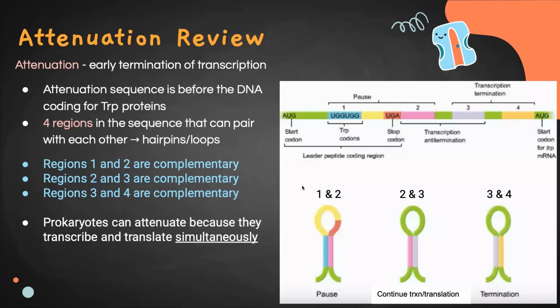And this only happens in prokaryotes, I want to emphasize. Eukaryotes don't do this. The only reason that prokaryotes can attenuate is because they transcribe and translate at the same time. So as the RNA polymerase is transcribing this mRNA, the ribosome can come in behind it and latch on to the strand that is coming out of the polymerase. So it's transcribing and translating at the same time.